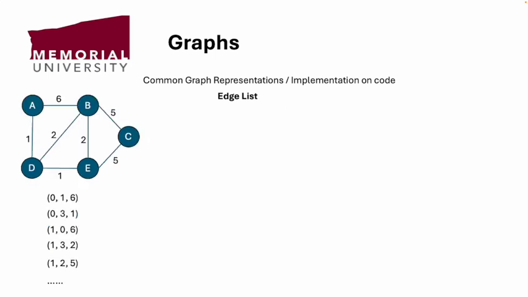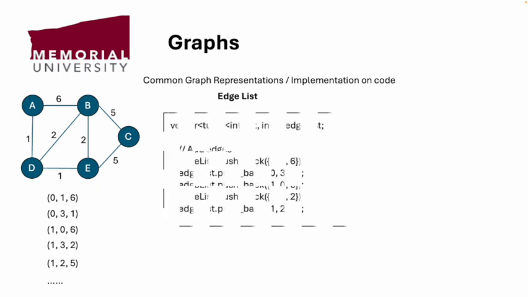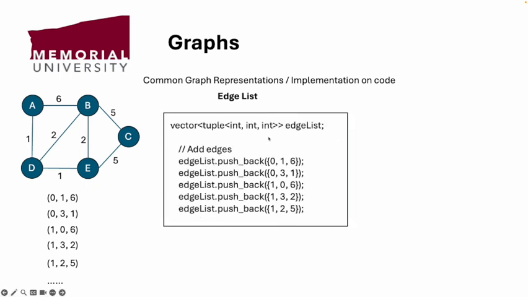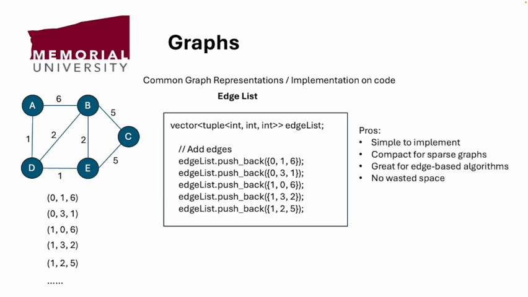Okay, let's apply it in code. That's the code. Pretty straightforward. We define a tuple of integer, integer, integer. And then we just push back all the values. The pro is that it's simple to implement, right? Very simple to implement. And compact for a sparse graph. For a sparse graph, it's good to use this. There aren't many paths to be built, right? And for a smaller graph, it's easier to implement.